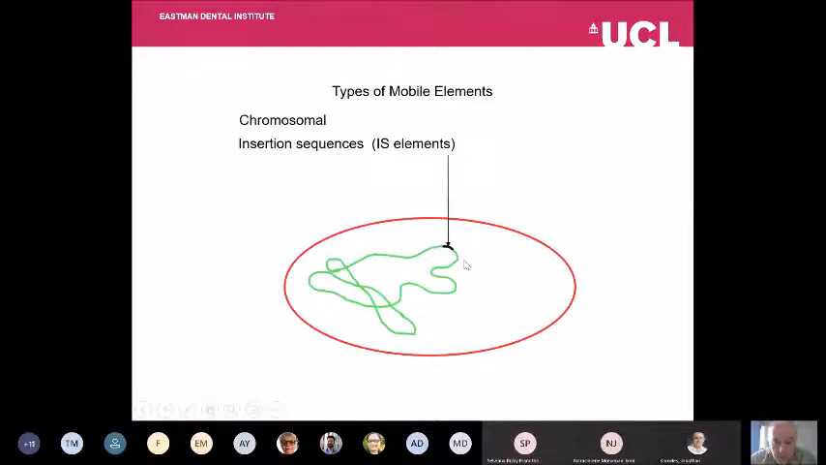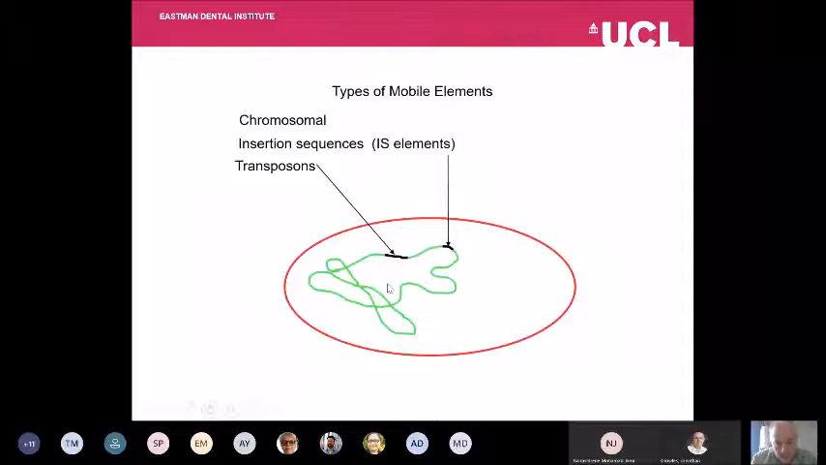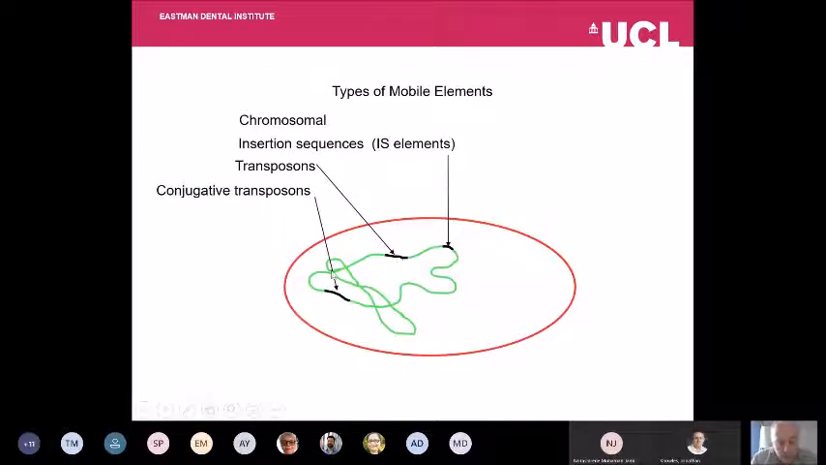And we move up again in complexity like the previous slide. The simplest of the mobile genetic elements are the insertion sequences. These tend to be quite small, less than 1 kilobase. And next are transposons. These are a little bit bigger because they've got some cargo genes, like antibiotic resistance genes. And next are conjugative transposons. These can be quite big. They can be anything from 18 kilobases right the way up to hundreds of kilobases in size.